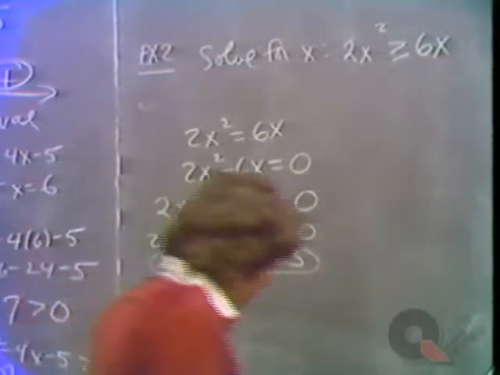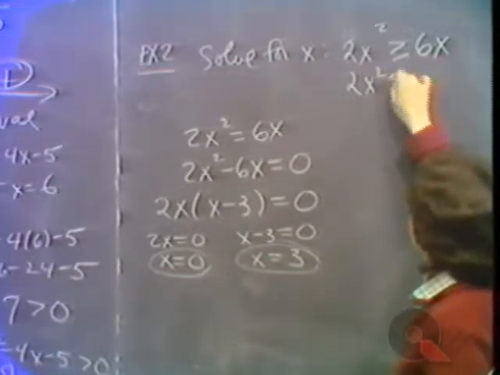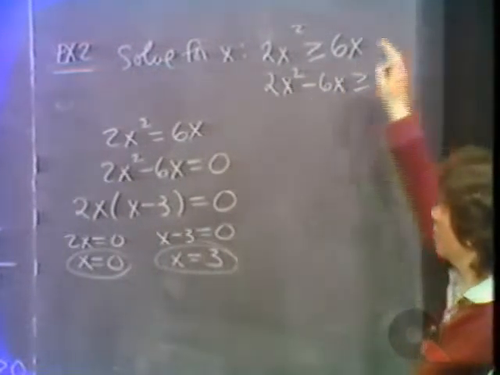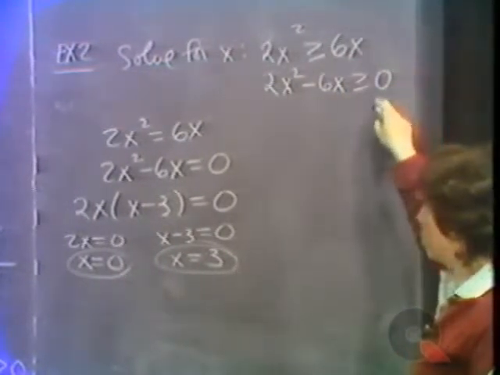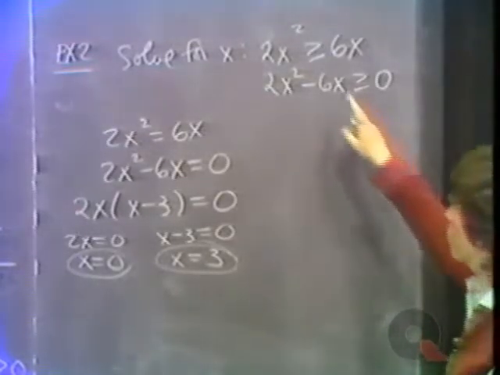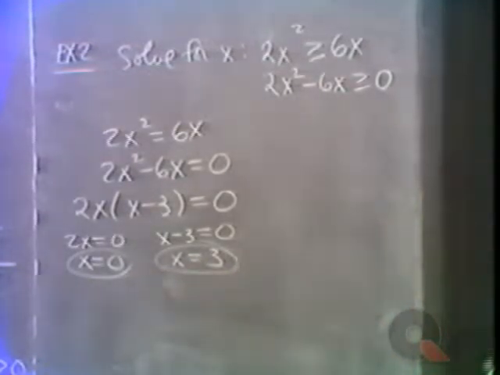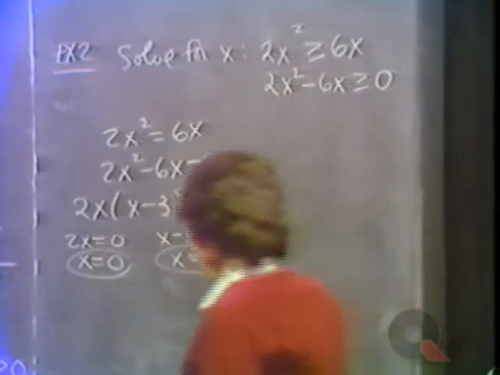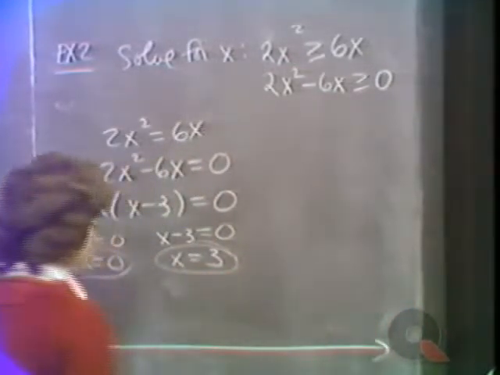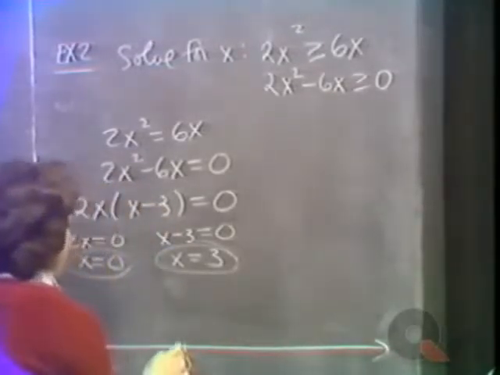Okay? By the way, this inequality is equivalent to this, 2x squared minus 6x greater than or equal to 0. So we want to solve for x, this inequality, which is equivalent to this. So the question is, when is 2x squared minus 6x greater than or equal to 0? We know where it's equal to 0. The question is now where it's greater than 0. So we make our number line, and we put in the values where it's equal to 0. Okay, it's equal to 0 at 0 and at 3.